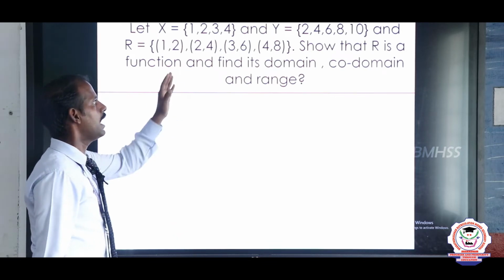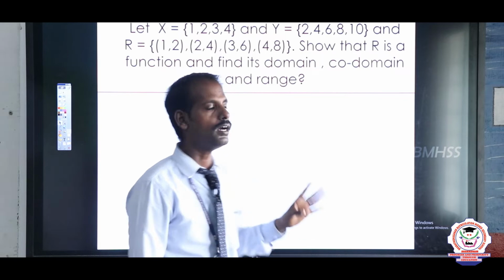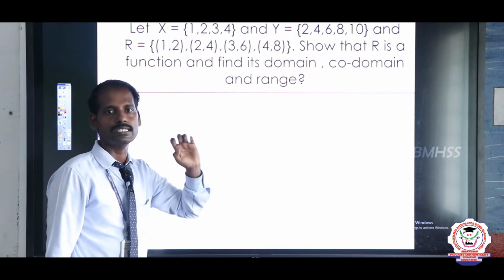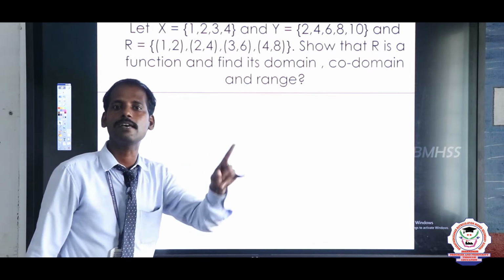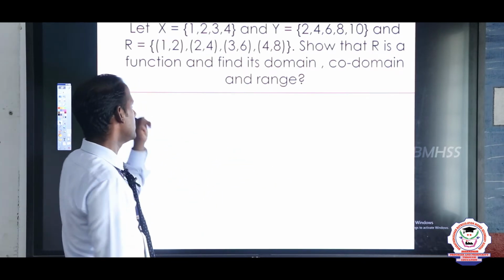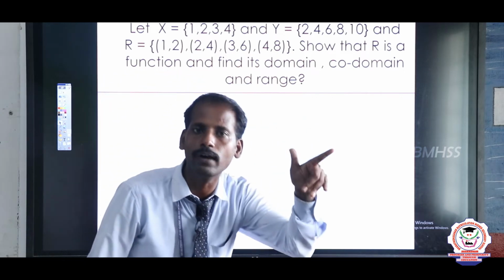Then find its domain, codomain and range. So here 4 types of questions are asked. The first question is to show that R is a function. Second is the domain, third is the codomain, fourth is the range.